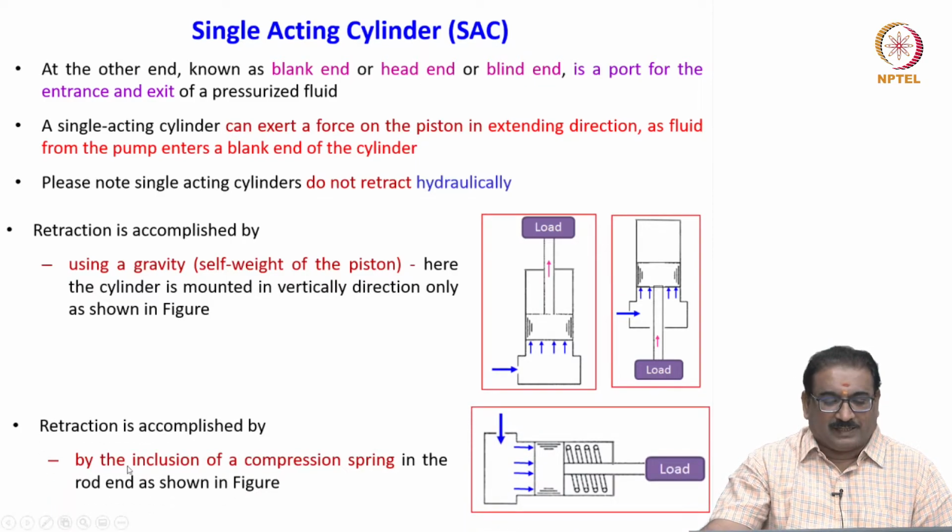Here another method is, as I have told you, retraction is accomplished by the inclusion of a compression spring in the rod end, as shown in the figure here. In the rod end, you will see, friends, the compression spring is there. The extension is due to the fluid and retraction is through the stiff spring.